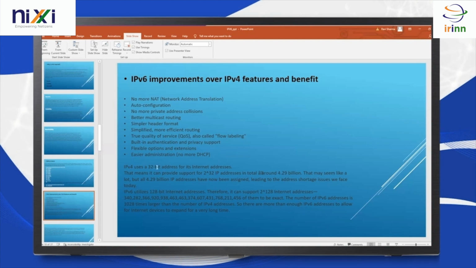IPv4 uses a 32-bit address for internet addresses. That means it can provide support for up to 2^32 IP addresses, in total around 4.29 billion. That may seem like a lot, but all 4.29 billion IP addresses have not been assigned, leading to the address shortage issue we face today. And IPv6, as we know, is roughly 2^128. It is a 4 times multiplier of the addresses we have in IPv4.